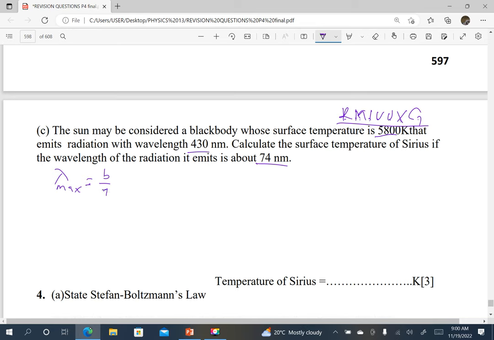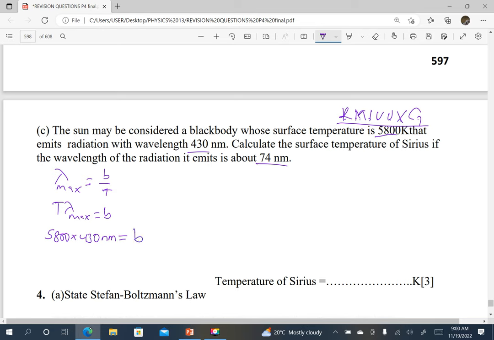So since we want the temperature of Sirius, we shall just come up with two equations. So T times lambda max is equal to a constant. T times lambda max will be equal to a constant. I'm calling it B. Even if I don't substitute B. So T for the sun times lambda max for the sun, I'll just substitute the values to save time. Because T for the sun is known, T for the sun is 5,800 times lambda max for the sun, which is 430 nanometers. I will not convert nanometers because I need to cancel. This is equal to a constant.